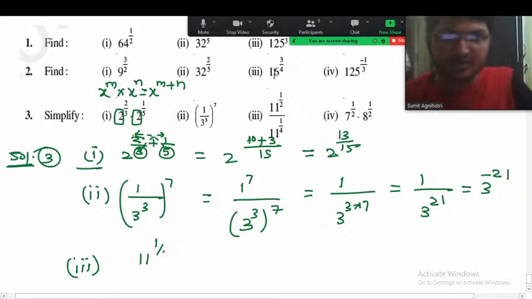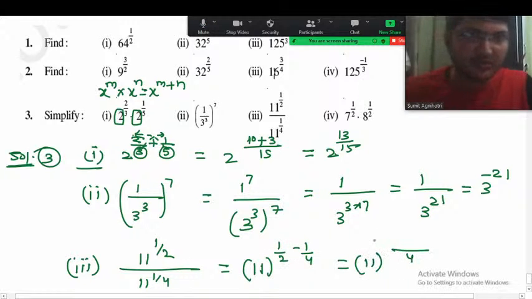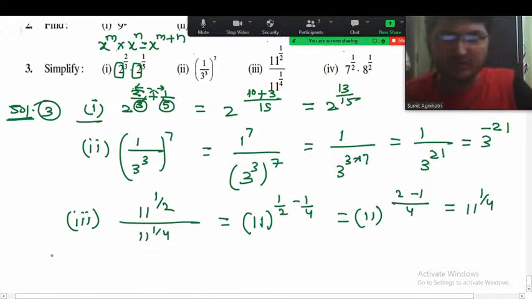Can you solve this? 11 raised to the power 1 by 2 and 11 raised to the power 1 by 4. Because the powers are different and bases are same, you will just subtract the powers, isn't it? If you subtract, you will consider 4. 2 to the 4, you will write 2 here and 1 here. LCM is 4. Okay? That is why 2 to the 4. And it's coming out to be 11 raised to 1 over 4. That is the simplest way.